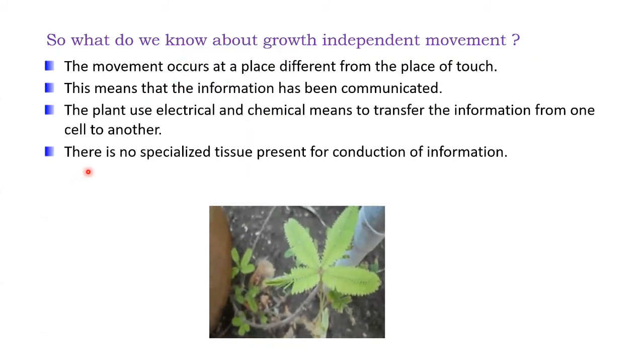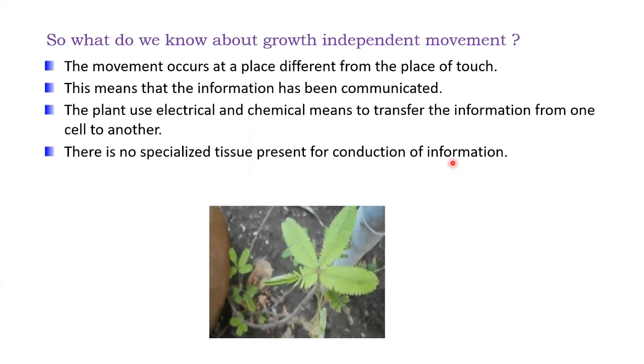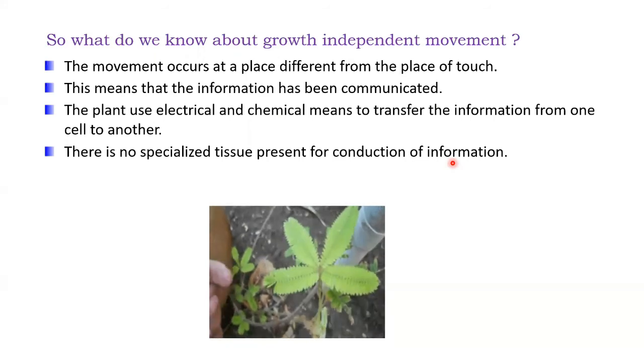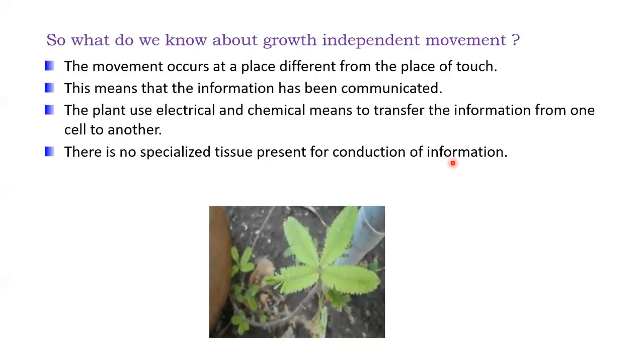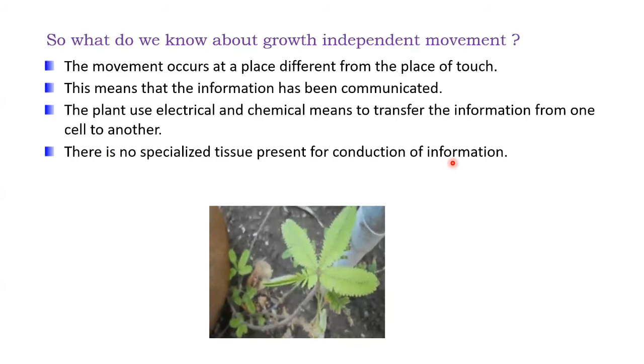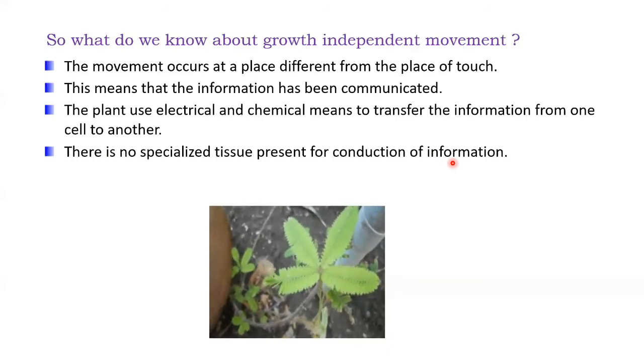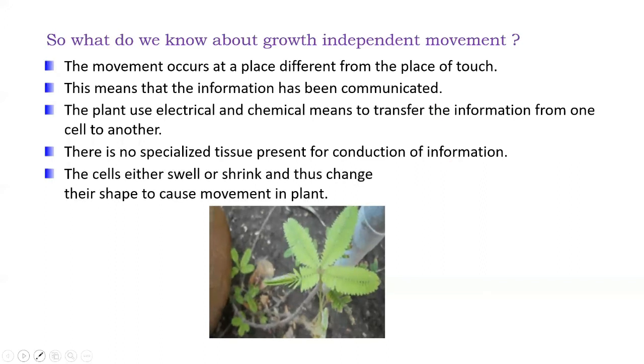There is no specialized tissue present for conduction of information, right? Like we human beings have a nervous system for proper conduction of information from one body part to another body part. But plants don't have any specific conducting tissues for transfer of information from one plant part to another plant part, right? So therefore, they are dependent upon chemical transmission or electrical transmission from one part to another. Let's proceed.